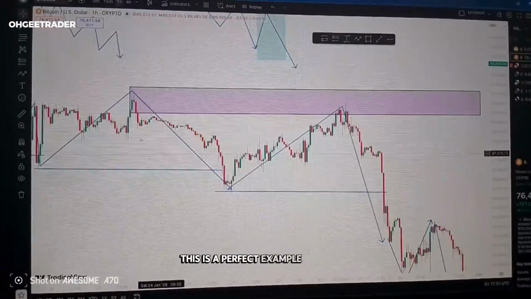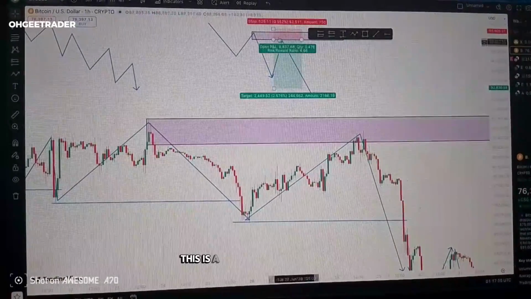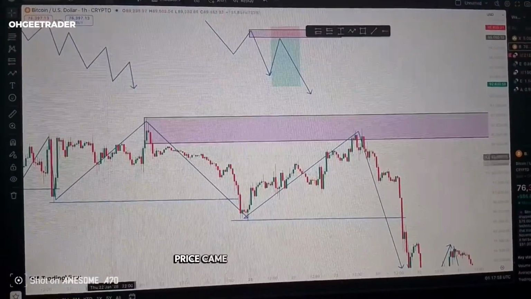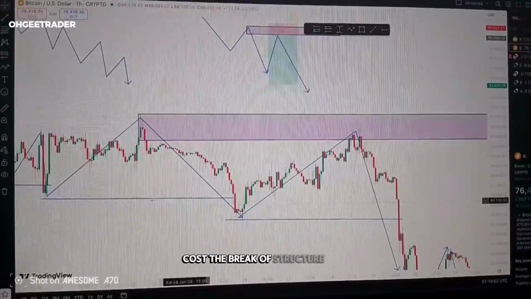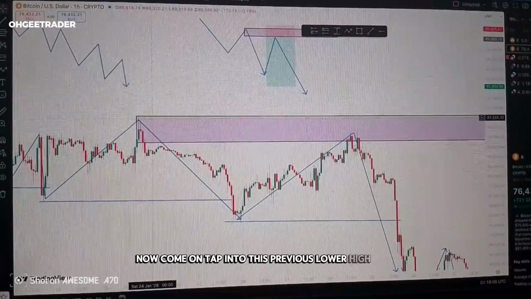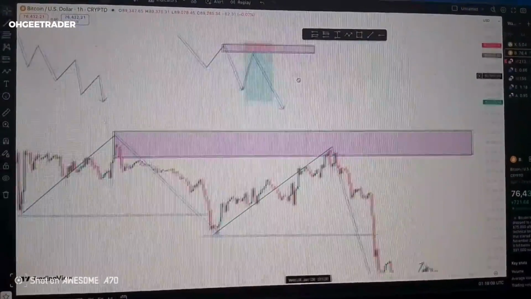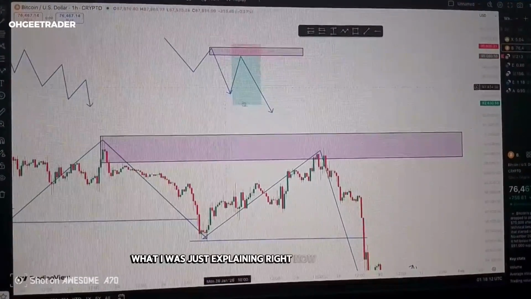It's a perfect example of it here. This diagram here, what I just drew, is a perfect example. Price came from this lower low, came back from a lower high, and caused the break of structure here. It pulled back, and now it comes to tap into this previous lower high. Looking at this diagram, this is what I was explaining a few minutes ago.